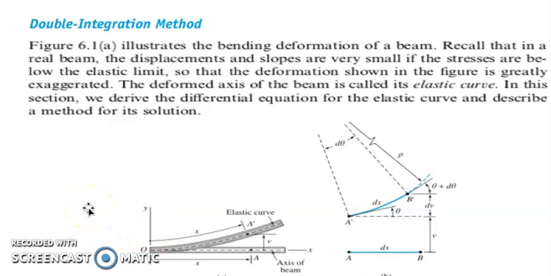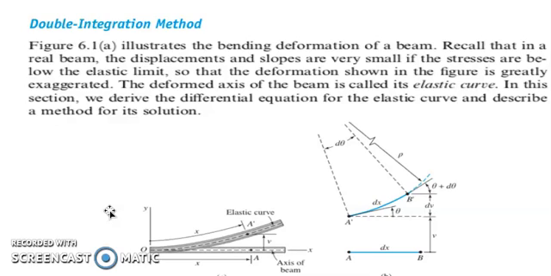If we recall, in a real beam the displacement and slope are very small if the stresses are below the elastic limit, so the deformation shown in the figure is greatly exaggerated. The deformed axis of the beam is what we call the elastic curve. Figure 6.1a refers to the deformation of the beam, and figure 6.1b refers to the deformation of the differential element of the beam axis.